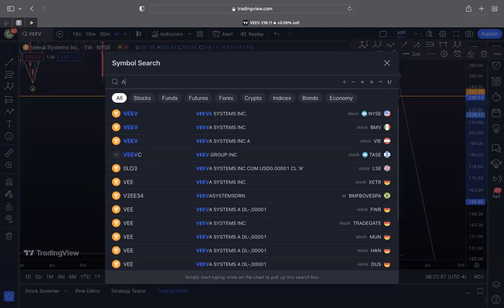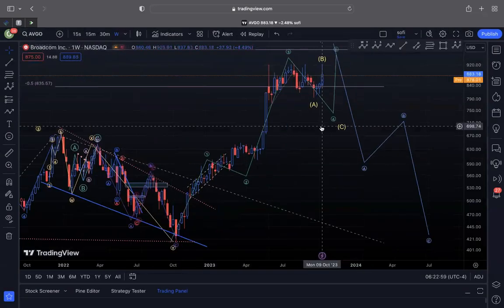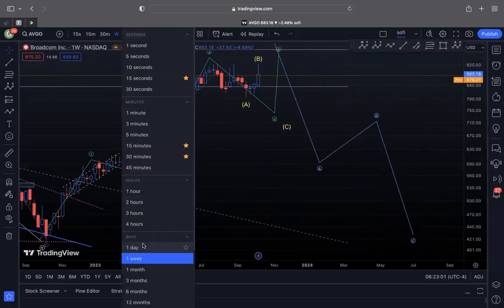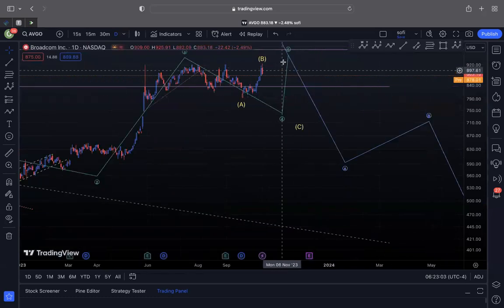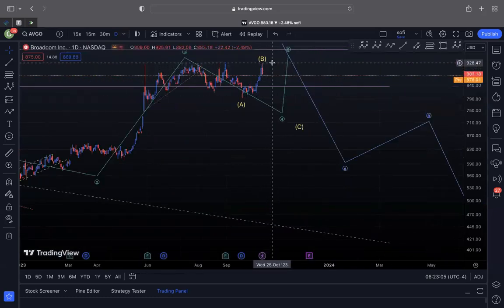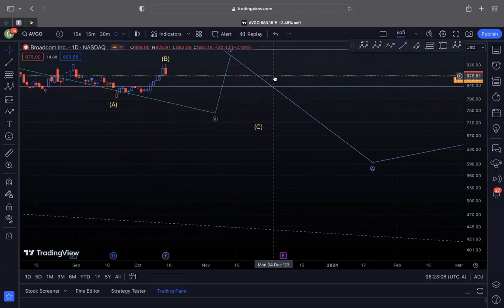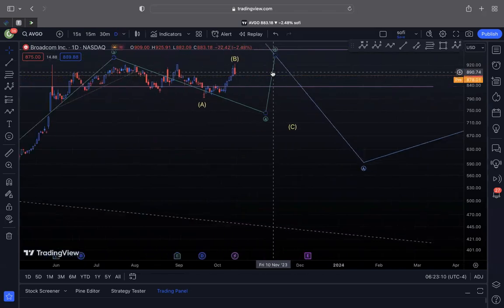And last but not least, I have AVGO. Again, the reason for that is it's super extended. Semis do look weak. Had a super bearish engulfing, rejected at resistance. So as long as it stays right below 880, 875, probably come back down to like 850, 830.